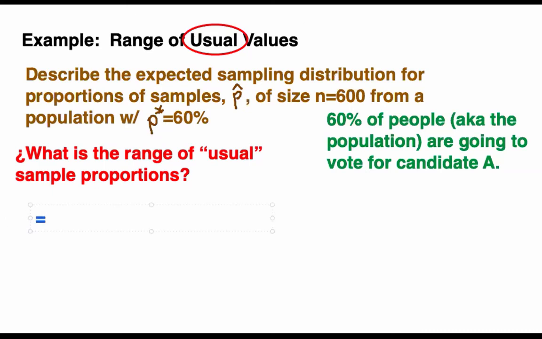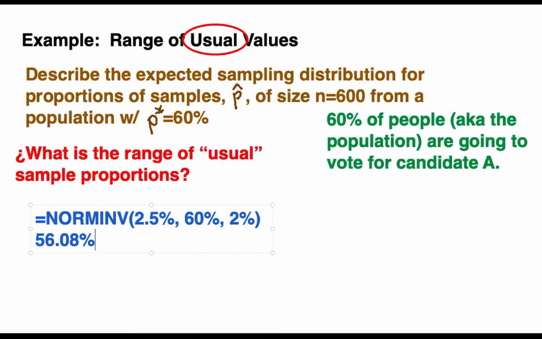All right, so to calculate this, probably the most straightforward way is just to use Excel. So we would enter equals NORMINV. We're looking for the lower 2.5%, and then we would enter the mean, which is 60%, and our standard deviation, which is 2. Now what gets tricky here is because we're talking about percentages for our means and standard deviations, but we're also talking about a percentage for the percentile, and this is where it does get a little tricky with these problems. And this comes out to be 56.08%.